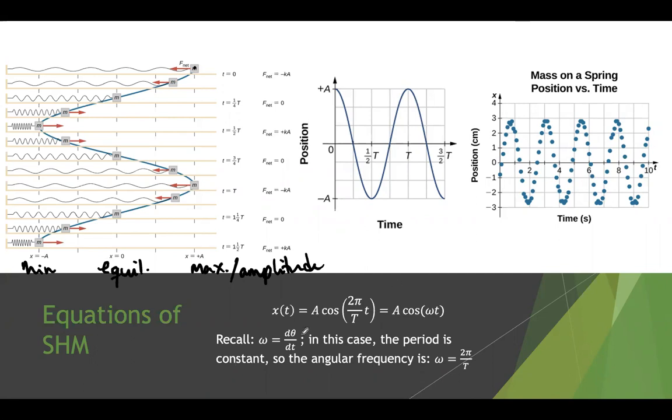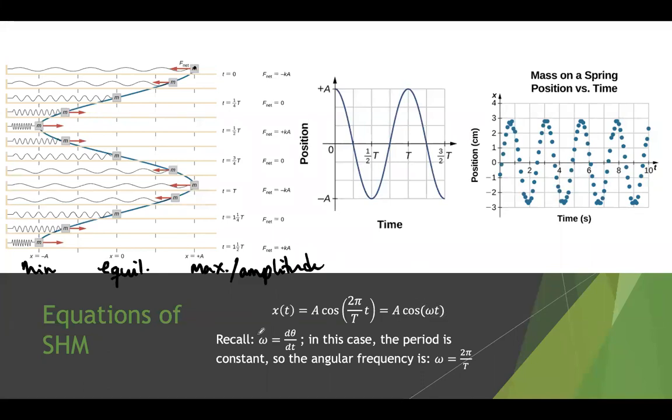So now what we've done is create an equation to describe that simple harmonic motion, okay? And it is as follows: x of t, so the position with respect to the time, is equal to the amplitude A times the cosine of 2 pi over capital T, or the period, times lowercase t, which is the time at which you're taking your measurements, okay? Or it is the amplitude times cosine of omega t.